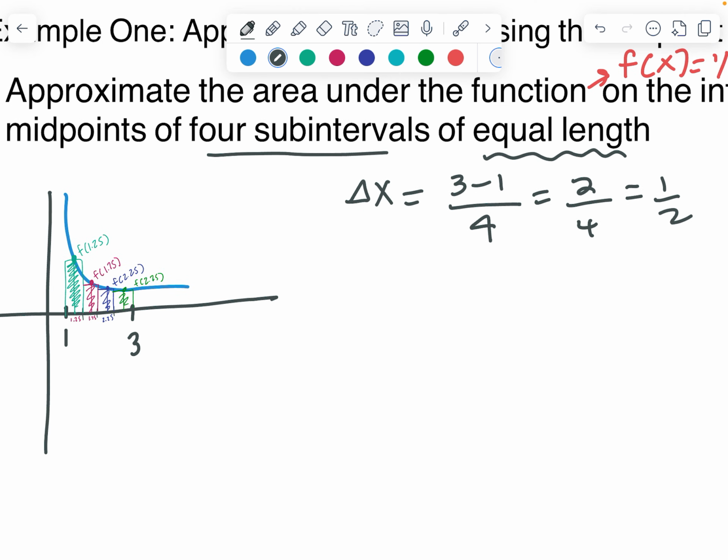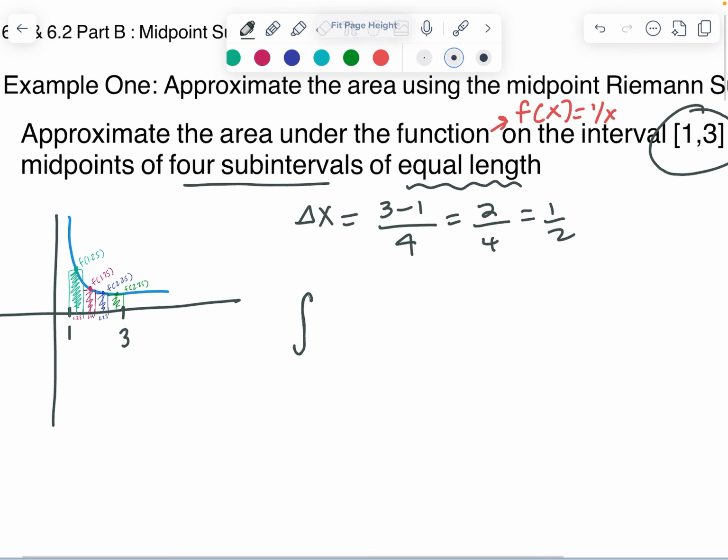And so now we're actually going to evaluate. We drew a picture just to help us with the concept, but now we'll evaluate. So if I go here, this is my integral. Remember, my integral is the symbol we use to abbreviate the phrase area under the curve. So I'm trying to find the area under the curve from 1 to 3 of 1 over x dx, and I'm going to approximate it.